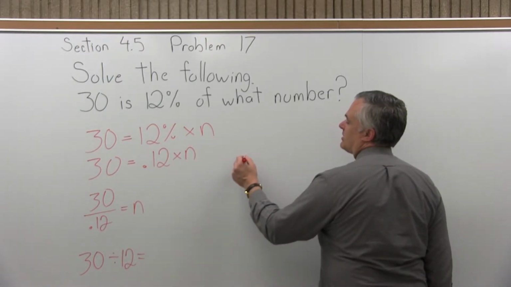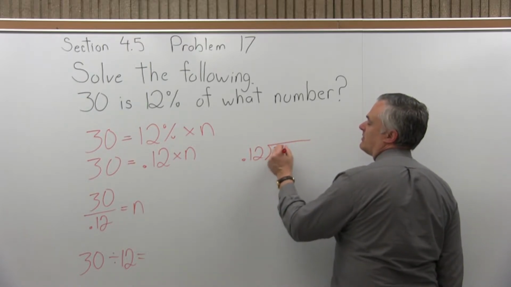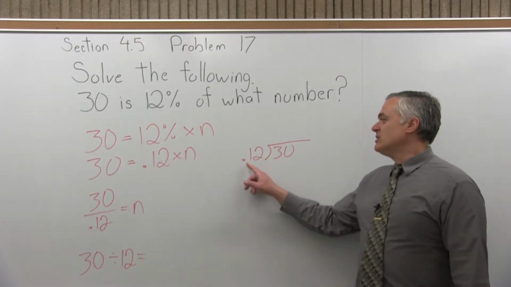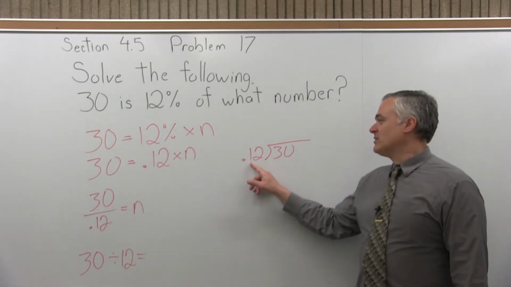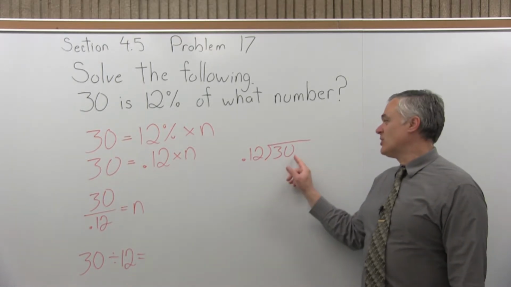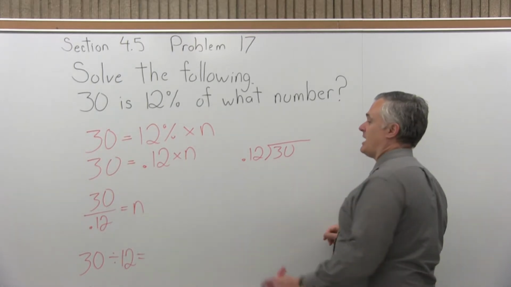So the denominator goes outside of the division symbol. 0.12 divides into 30 how many times? Now, to do this the long way, you can't leave that decimal. You have to move it over as many places to the right as you need to until it's not a decimal anymore. And then the number under the division symbol, you have to move it the same number of spots.